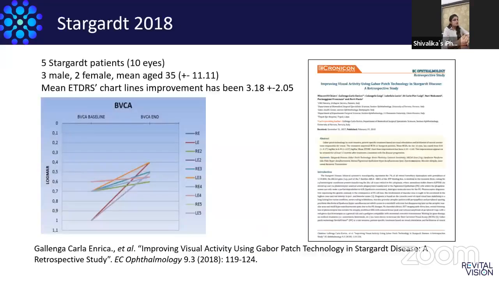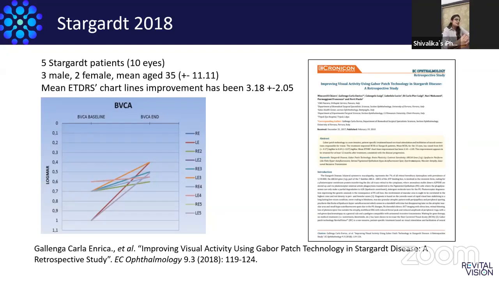This is another study, done in 2018, for a condition called Stargardt's. Everybody would have come across this condition where we usually do not give any kind of treatment to the patient. You keep it as status quo, and the maximum amount of treatment has already been given. So these patients, three males and 2 females, were given Revital Vision treatment and were checked at the end of the sessions. You can see on an average there was a 3 lines improvement in LogMAR visual acuity.